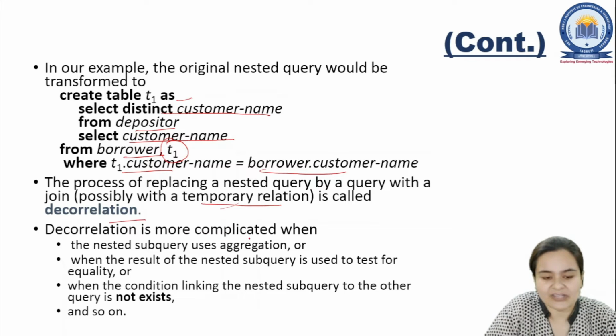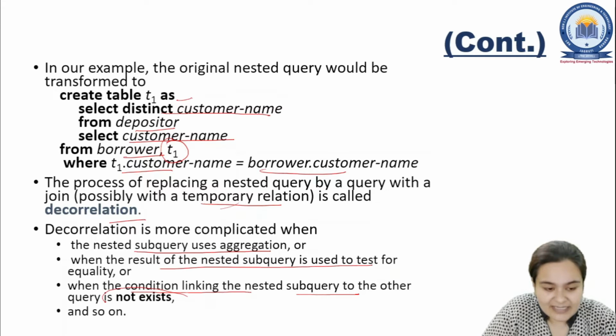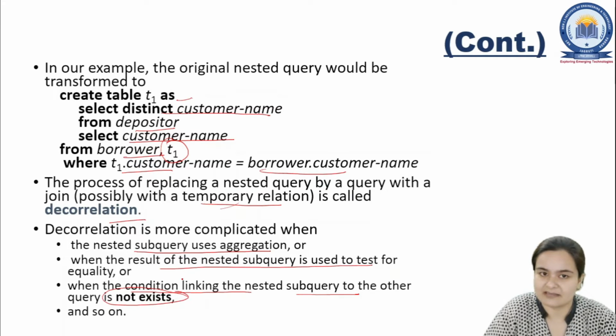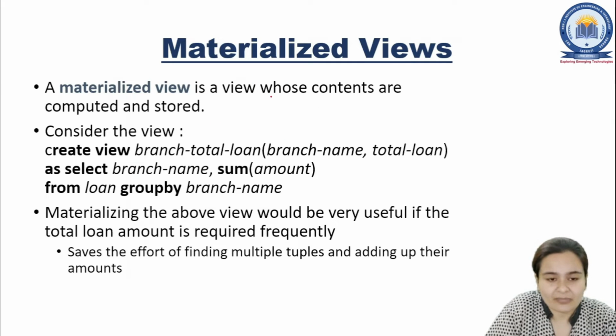So decorrelation is actually more complicated when the nested query uses some aggregation function, when the result of the nested query is used for a test of equality, or when the condition is linking the nested query to other queries that do not exist. And there are a few others that we have not discussed here.